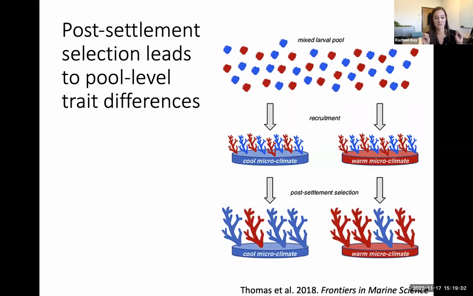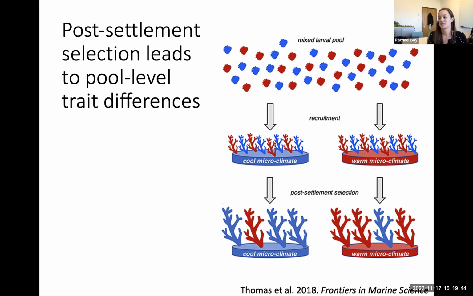Corals are broadcast spawners, so they release their gametes into the water column where they meet up, and they stay in the larval phase for potentially weeks. And so you have this mixed larval pool of larvae from both the highly variable and moderately variable pool, probably a mix of the two. And then you have post-settlement selection that leads to these trait level differences in the two pools. So after the larvae have settled, maybe a heat wave comes through. We know that there's really high mortality at the juvenile stage. So you can imagine small juveniles that are less well adapted to hot environments might lose out at that stage.